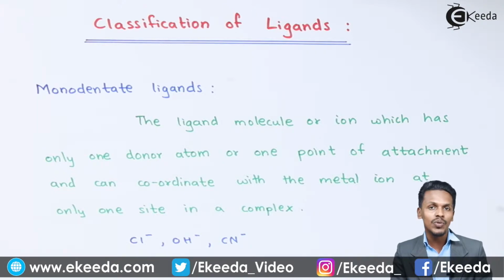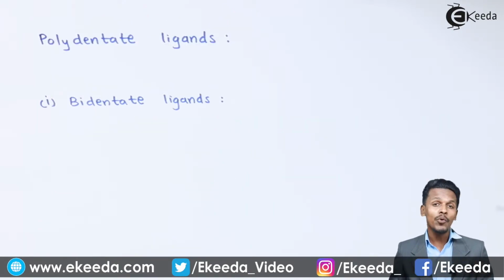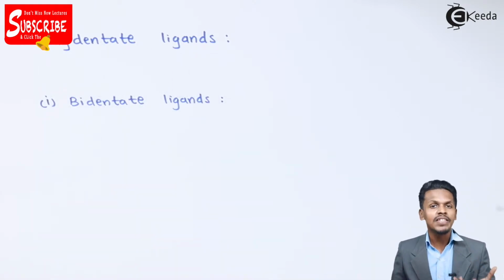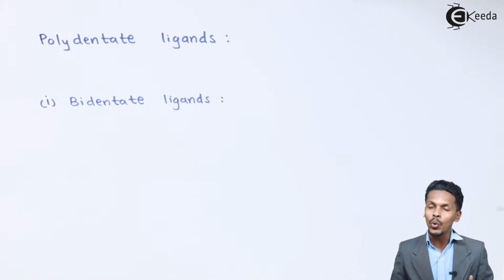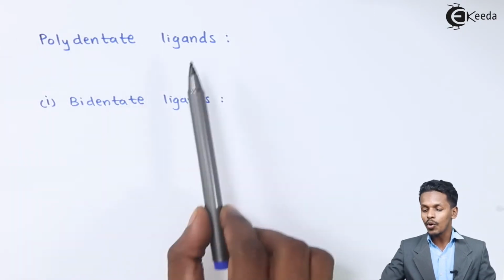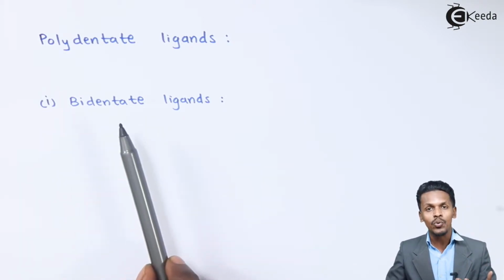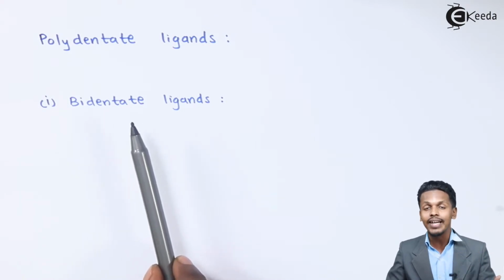Now let us understand the next one, that is polydentate ligands. The meaning of this is very simple. In the previous point we discussed monodentate ligands, and we got to know that monodentate ligands are those which have only one point of attachment, and only one atom can attach to the central metal atom or ion. In this case, polydentate ligands have two or more points of attachment, and two or more atoms have the ability to donate the lone pair of electrons to form a coordination bond with the central metal atom. Based on that, they are classified into bidentate ligands, tridentate ligands, tetradentate and hexadentate ligands.